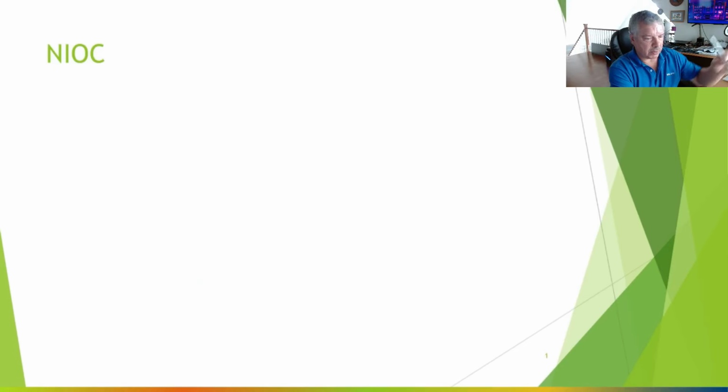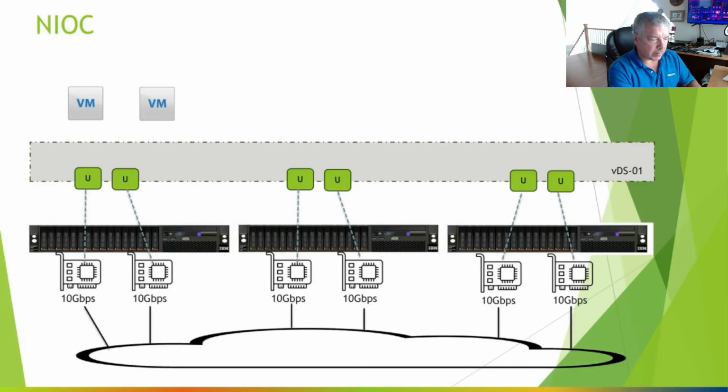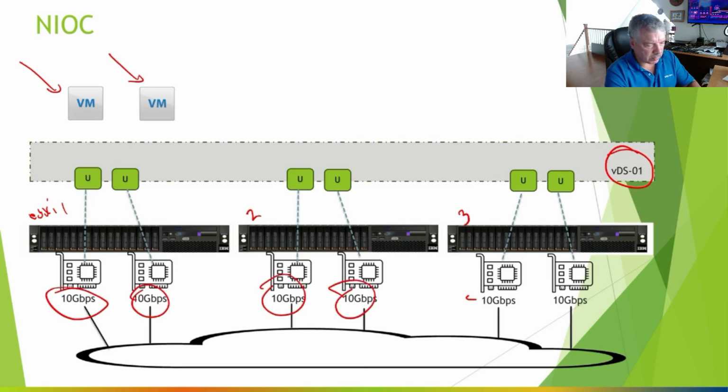Okay, so we're back. Let's look at this. This is one of the things I'm going to set up right now. So this is kind of like what my environment is, okay? I've got this distributed switch 01. I've got 3 hosts. This is ESXi 1, this is ESXi 2, and that's 3. I've got a couple of VMs here just to show you. Here's my 2 VMs here, right? Each of my servers have 10 gig cards, all right?